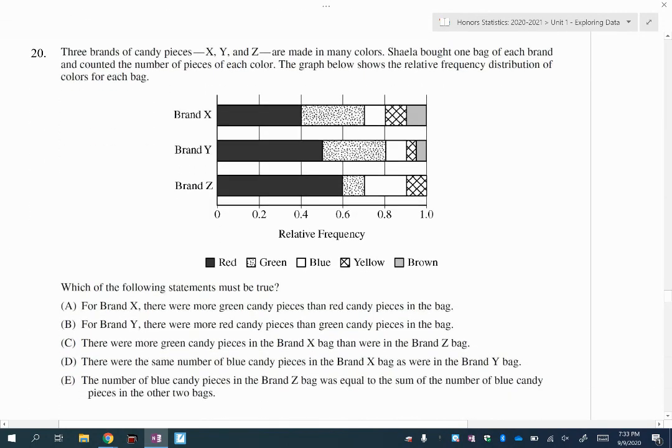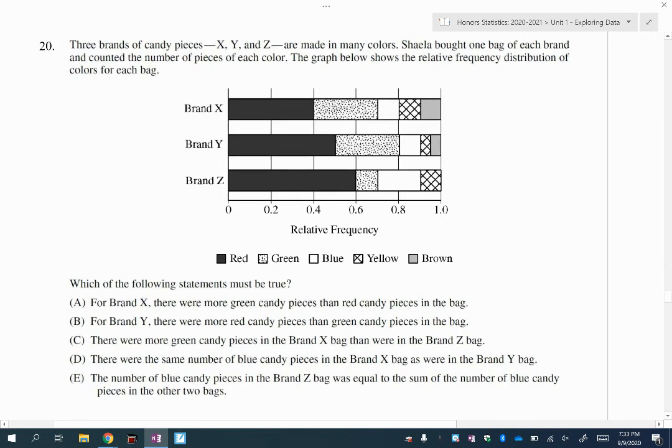Let's go to 20. Almost there, 3 left. So we have 3 brands of candy, X, Y, and Z, and they're in different colors. Shayla buys 1 bag of each brand and counts the number of pieces for each color. So you can just think like M&Ms. Then she graphs them with a relative frequency distribution bar graph, and we have some statements.